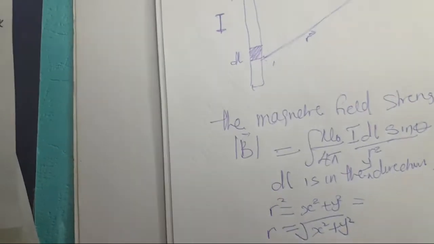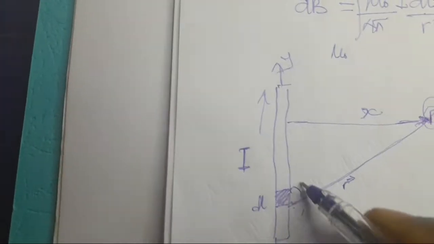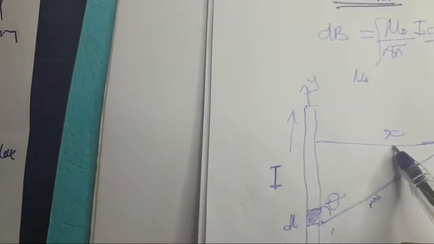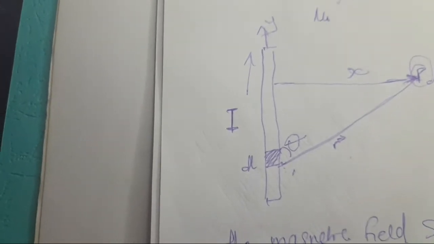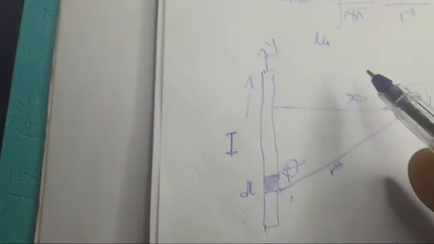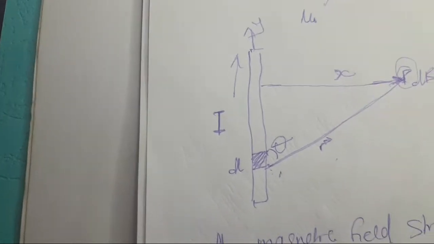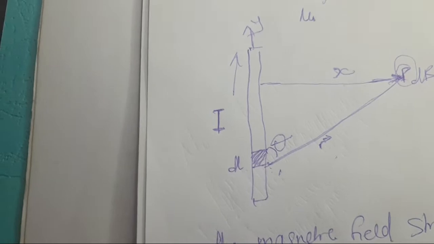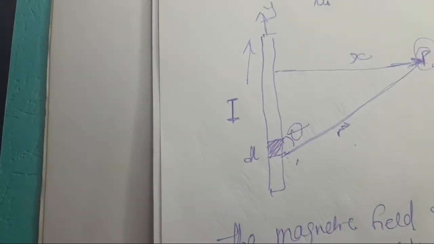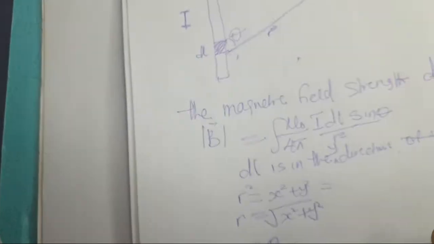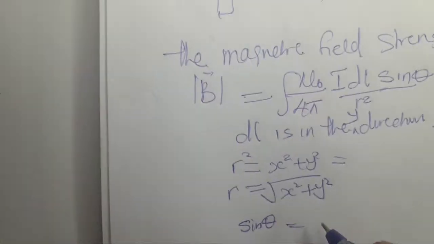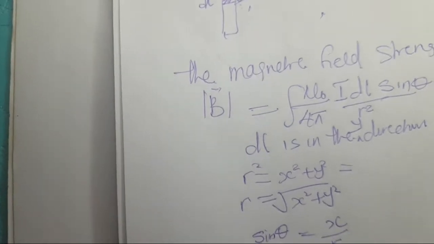And also we know sine theta. Let's check it. This is the angle. The angle is facing here, and this is the hypotenuse, right? From SOHCAHTOA, basic trigonometry, where the angle is facing is the opposite, and the longest side is the hypotenuse. So what is sine? Sine is opposite over hypotenuse. Our opposite is x, and the hypotenuse is r. So sine theta is equal to x over r. We are done with that.